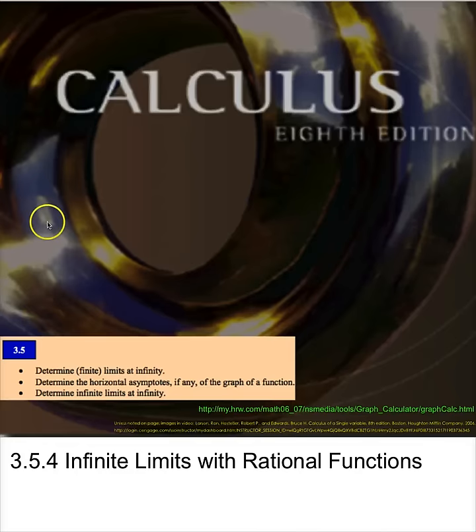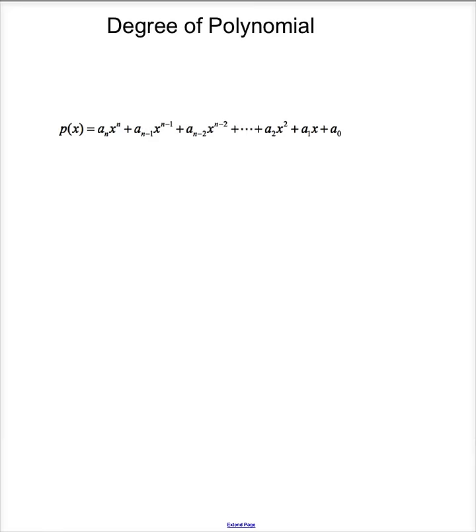Let's look at infinite limits involving rational functions. Before we start, we need to discuss the degree of a polynomial. Now, I know you learned this, but I want to review it.